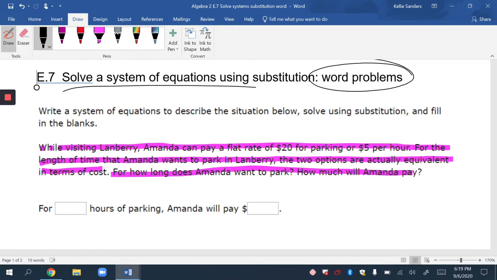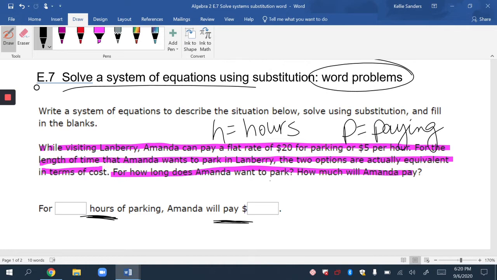So we have parking and we have paying. So for word problems, you are going to use variables or letters to be able to work the problem out. Now in this problem, we are talking about hours and paying. So I am going to use H for hours and P for paying.